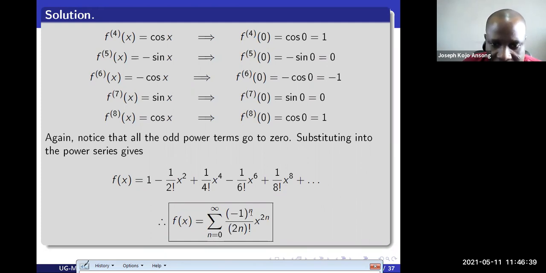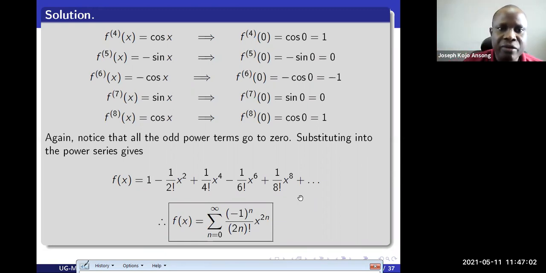We can write this as negative 1 to the n all over 2n factorial x raised to the power 2n. And when you put n equals 0, n equals 1, you begin to get these terms. All right, you can always test. You can always put this back and make sure that you get back the series. Okay, so that is how you find Taylor series, and that is how you find a Maclaurin series.